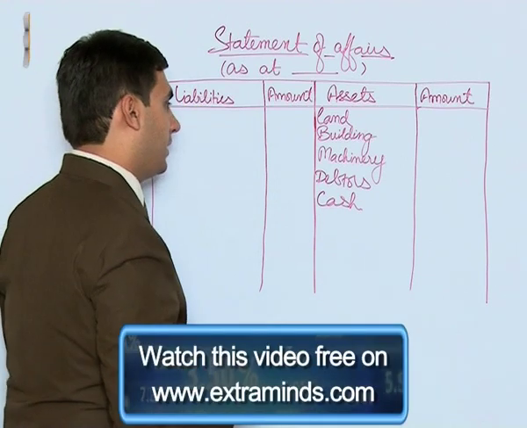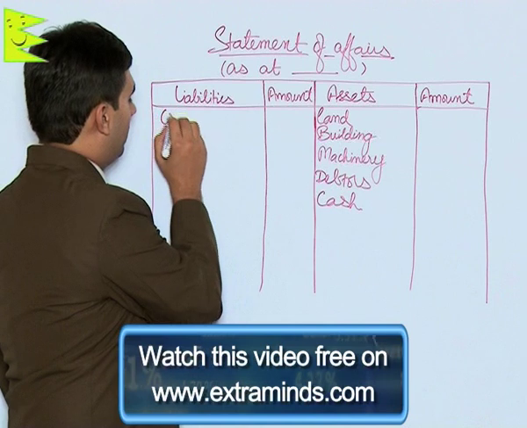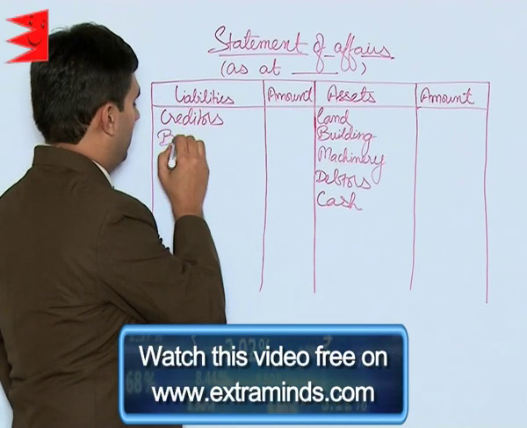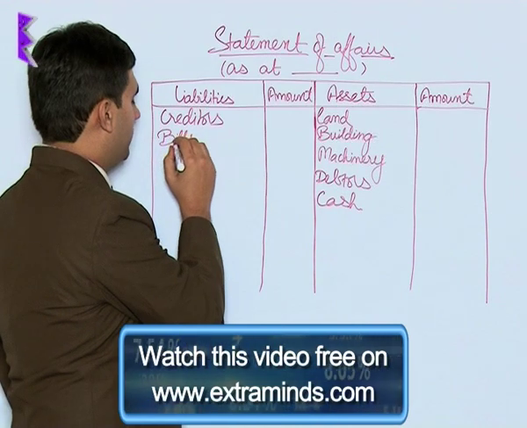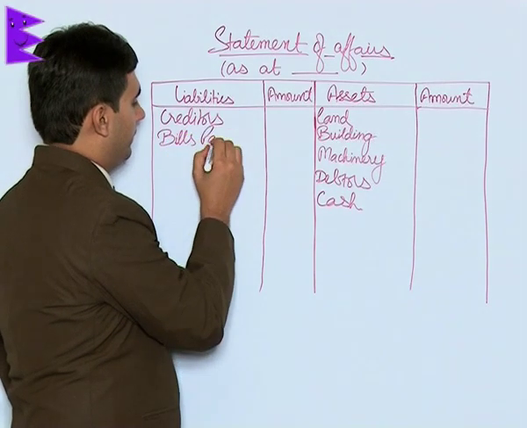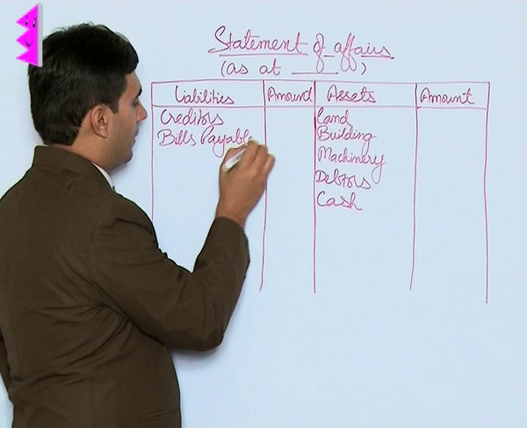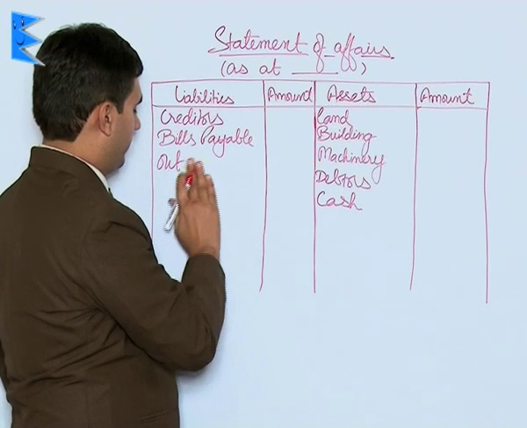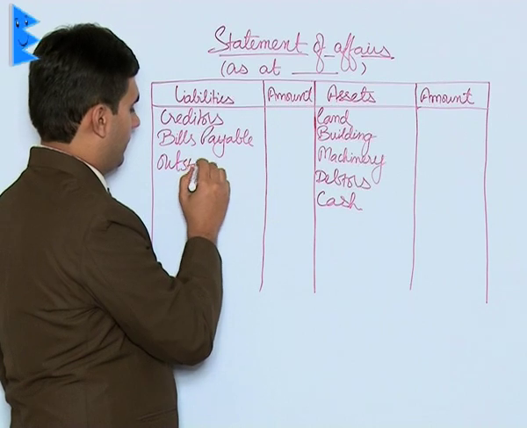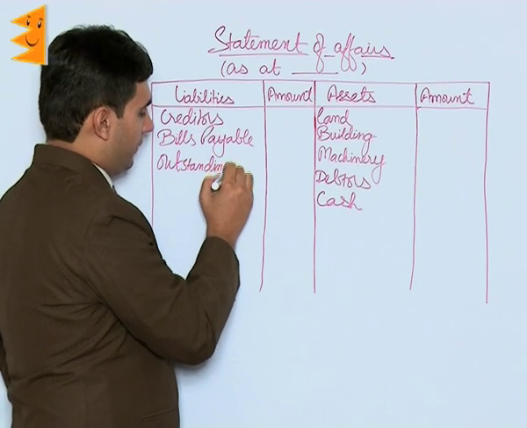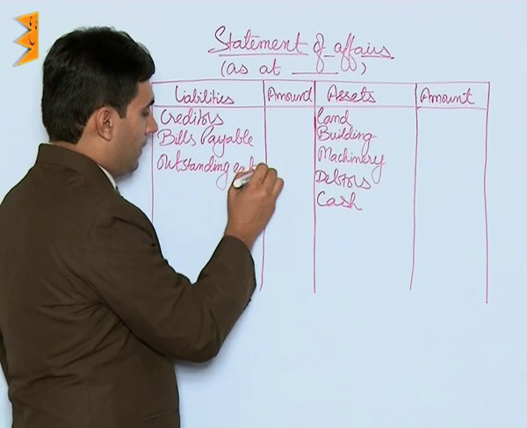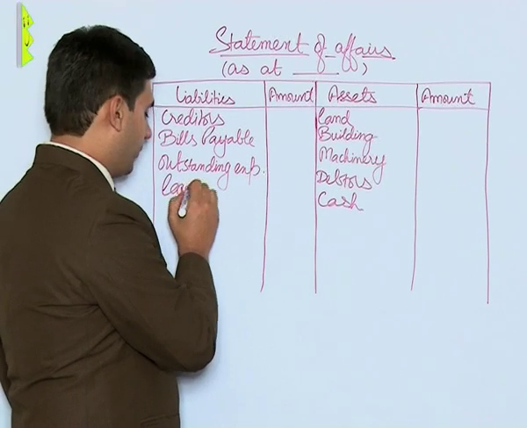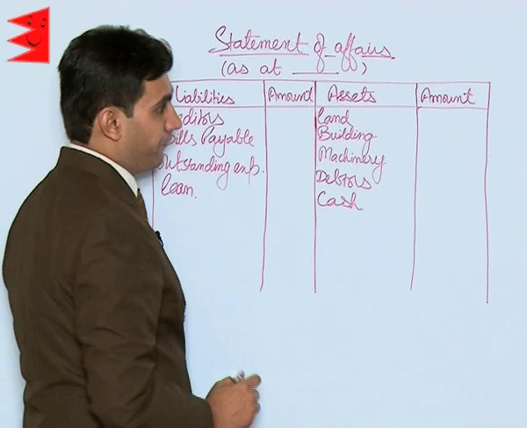It has certain liabilities. Liabilities are creditors, bills payable, outstanding expenses, if they are given obviously. Then if in case any loan is there, then loan will also be put on the liability side.